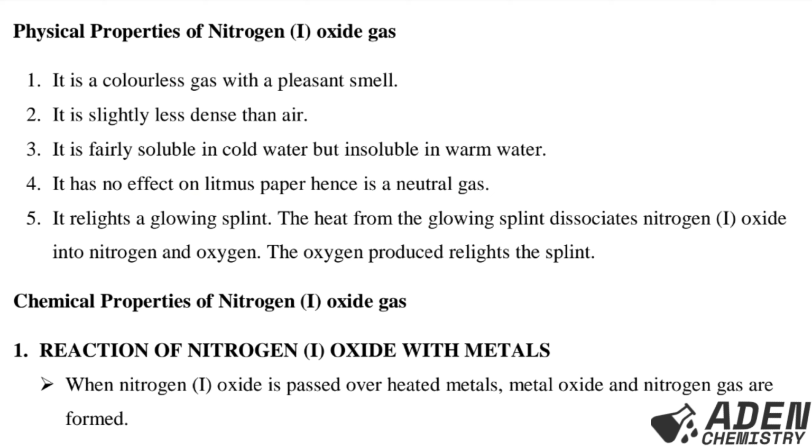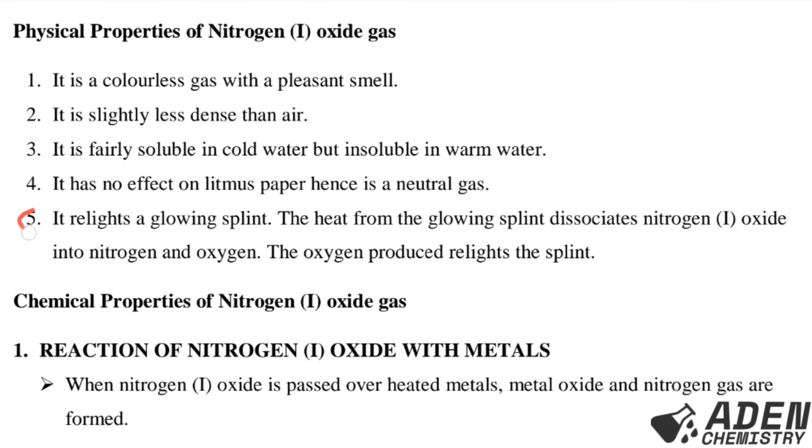Remember, learners, in Form 1 we have seen the types of oxides. We had 4 types of oxides: basic oxides, acidic oxides, amphoteric oxides, and also neutral oxides. So an example of a neutral oxide is nitrogen monoxide.